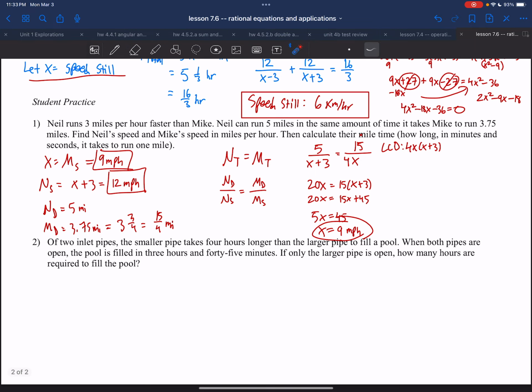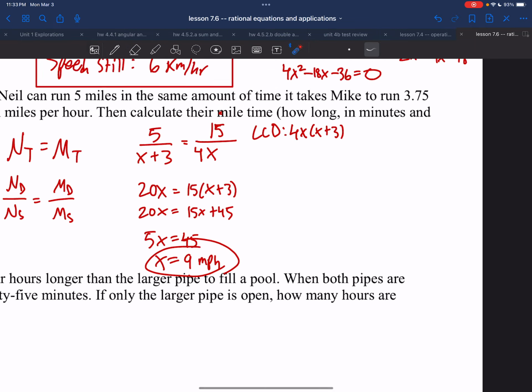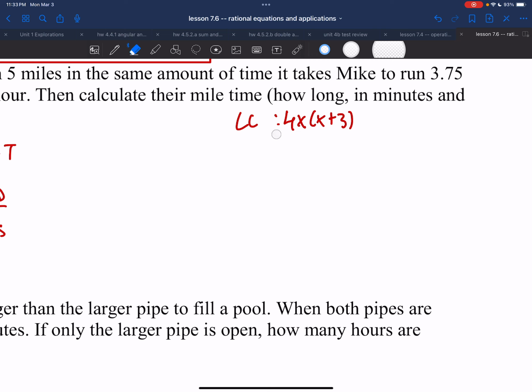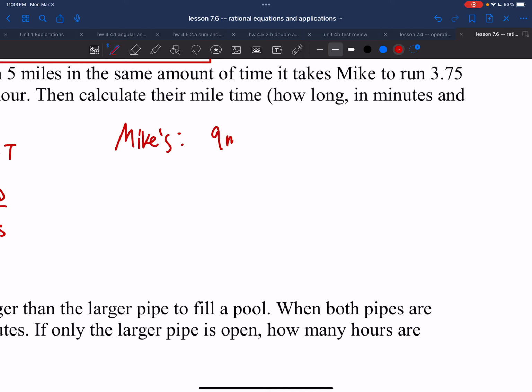By the way, the extension for mile time, I will talk about that just briefly. How do you find their mile time? Well, if you've taken chemistry and you know dimensional analysis, this is going to help you a little bit. Mike's speed is 9 miles per 1 hour. What is a mile time? Well, a mile time is how long does it take you to do 1 mile? That's it. It's just how long does it take you to do 1 mile? 1 mile per how much time?